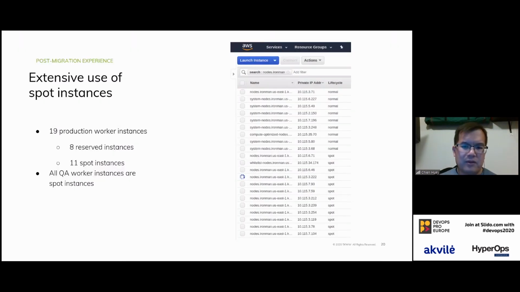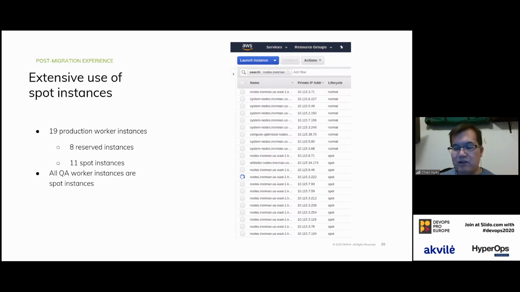This is just demonstrating. This is an actual screenshot that I took a couple of days ago of our production cluster. At the time there were 19 production worker instances, 8 of them were reserved, and 11 were spot. You can tell if you look at the cycle column: the normals are the reserved instances, and the spots are spot instances.